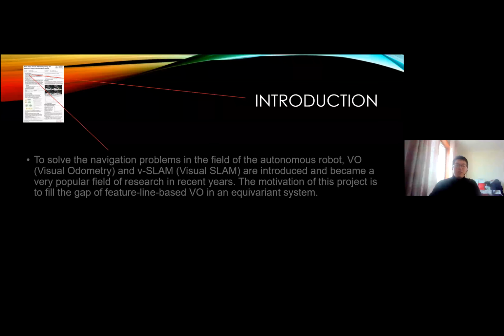As for the motivation, to solve the navigation problems in the field of autonomous robots, visual odometry and visual SLAM were introduced and have become a very popular field of research in recent years. The motivation of this project is to fill the gap of feature line-based visual odometry in an equivariant system. More specifically, typical visual odometry methods are based on point features.